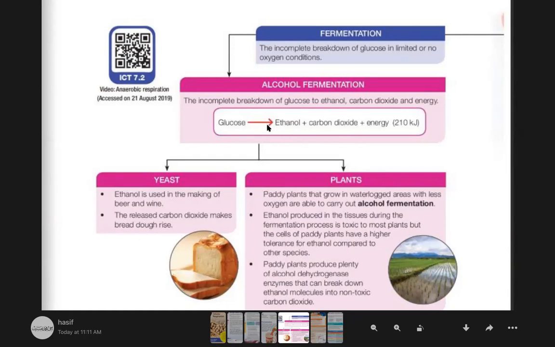Cikgu, lepas tu kalau orang Islam, ethanol ni bukan halal, haram ke? Okay, you have to remember, ethanol will be produced in a very little amount. Sikit sangat ethanol yang akan dihasilkan. So, it is forgiven, I guess.